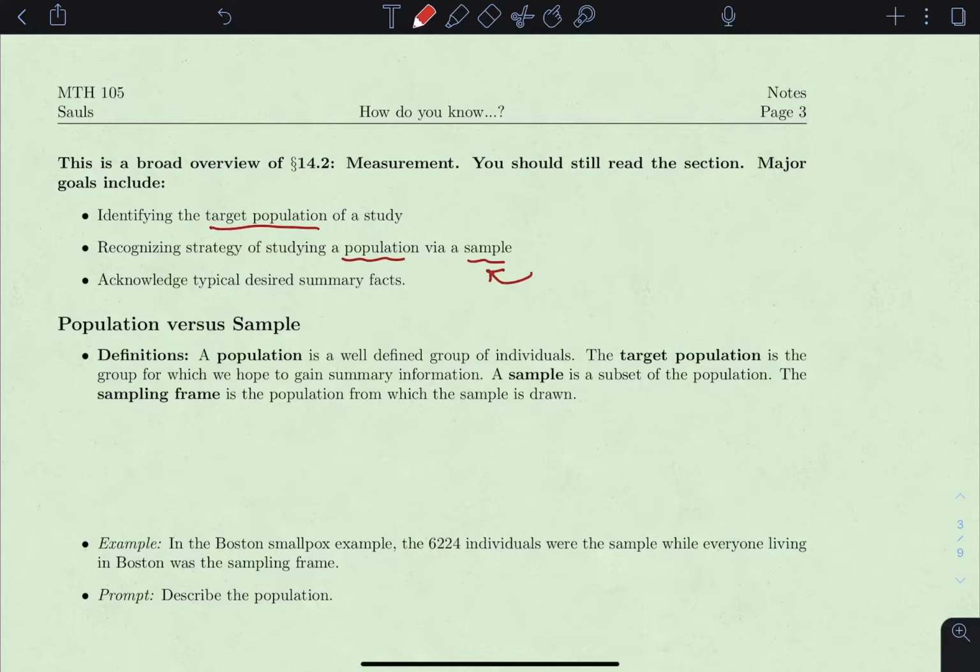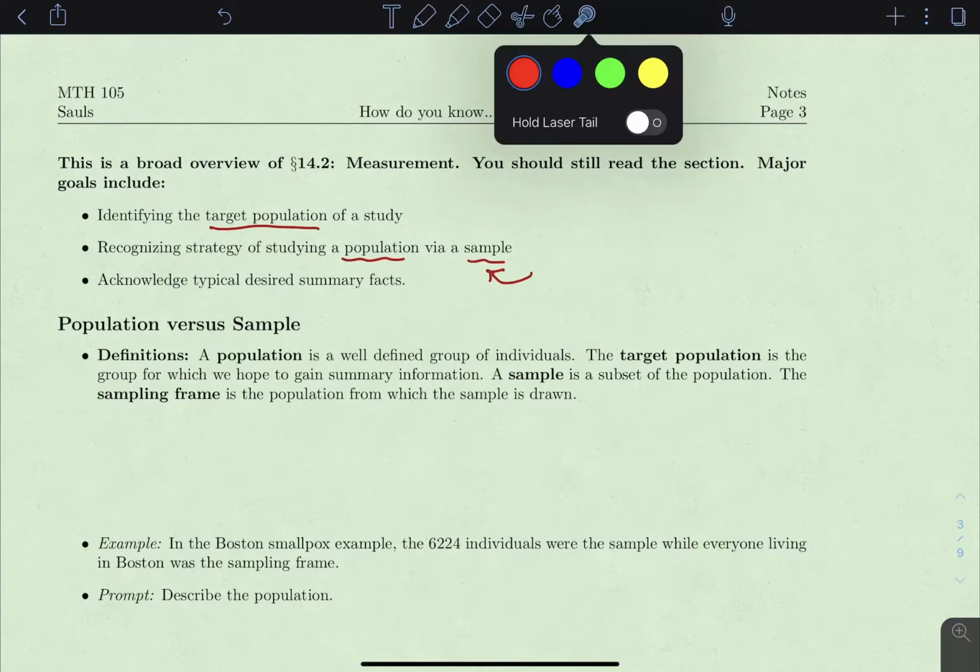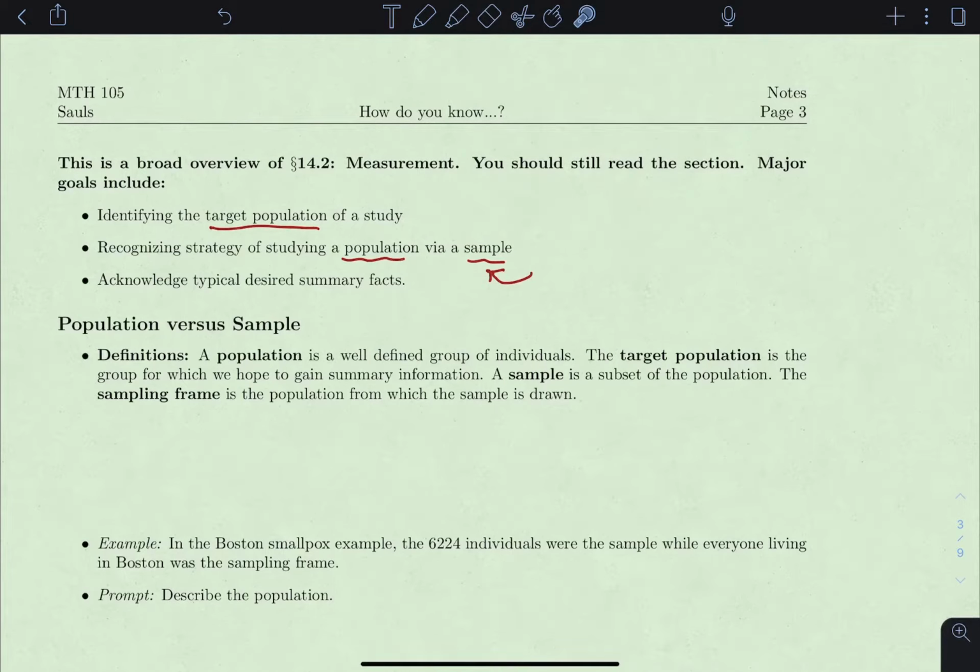So the first thing, though, is to define these words. There are quite a few different words, and we'll try to make sure we piece them out. So we have the population, which is just any well-defined group of individuals. So any group where it's clear to say, oh, yep, that person is in or that person is not in, is a population. And it doesn't even have to be people. It can be animals, or it can be inanimate objects. It can be tiles on a roof.